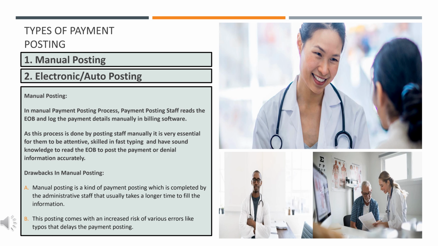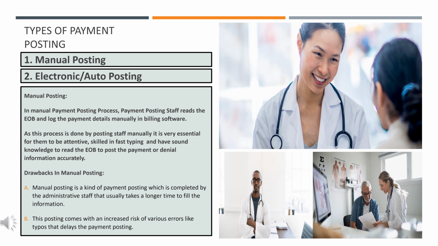Next is types of payment posting. The payment posting process has been categorized based on the technique used to post the payment in medical billing software. It is done by manual approach or automation, or by both. So there are two types of payment posting. The first one is manual posting and the second one is auto posting. Let's understand manual posting first.